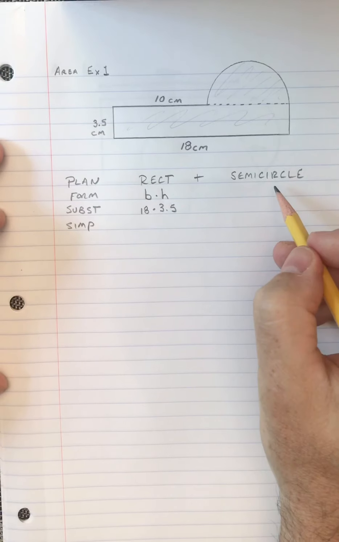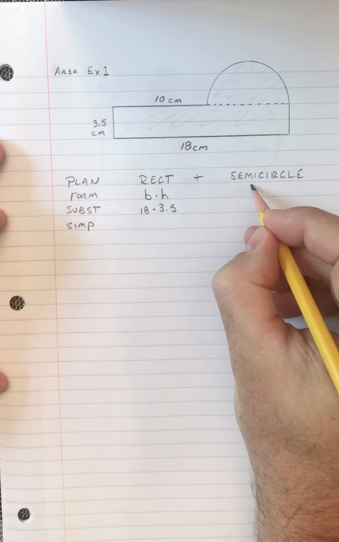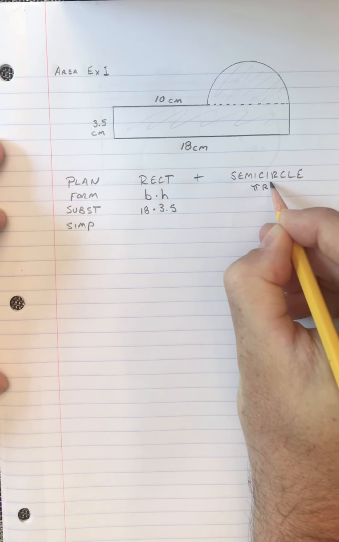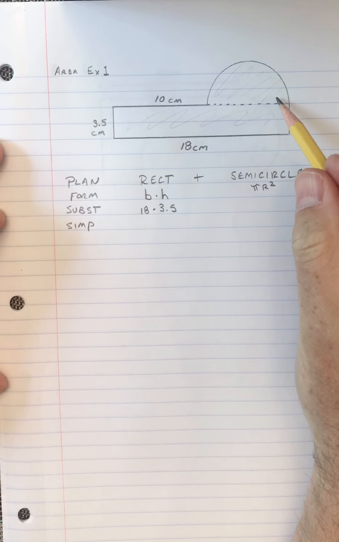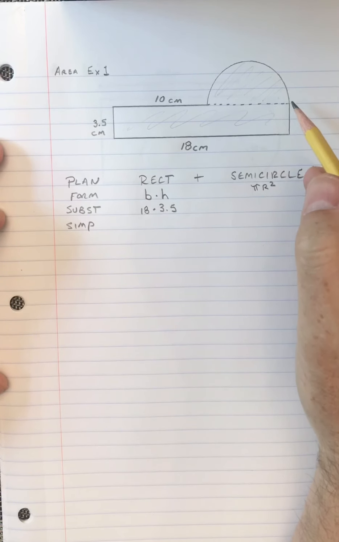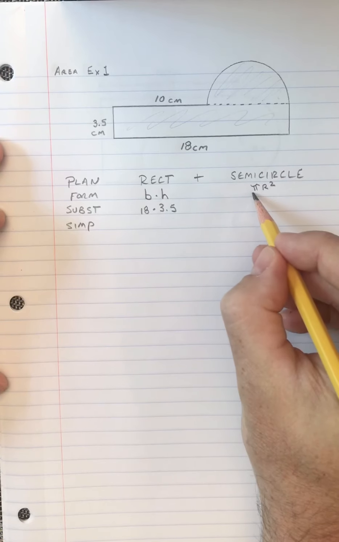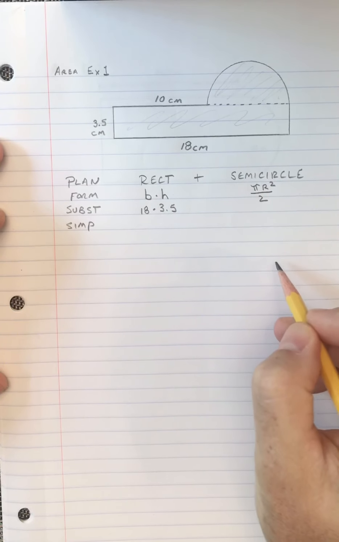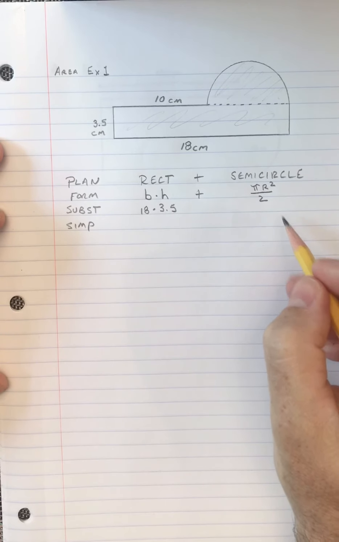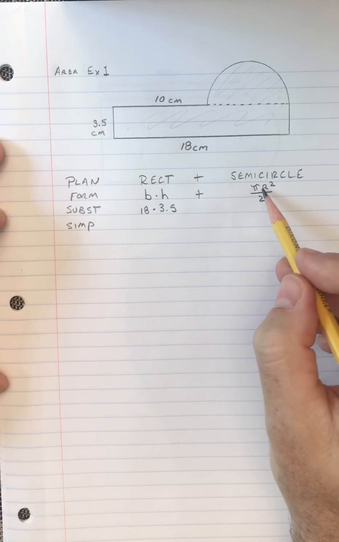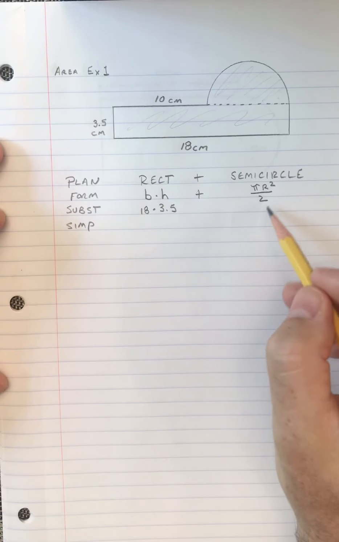All right, for the semicircle, now the area of a circle is pi times r squared. However, this is not a full circle. This is a semicircle. It's only half a circle. So we're going to take this area and divide it by 2. This is actually the formula for a semicircle, but you don't have to memorize that. All you have to know is that the area of a circle is pi r squared, and so half of that would be pi r squared divided by 2.